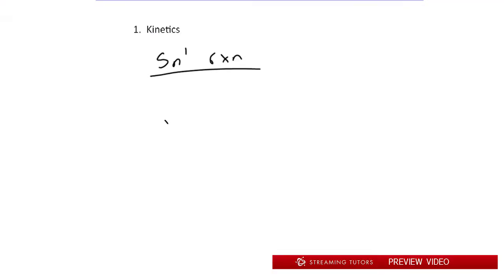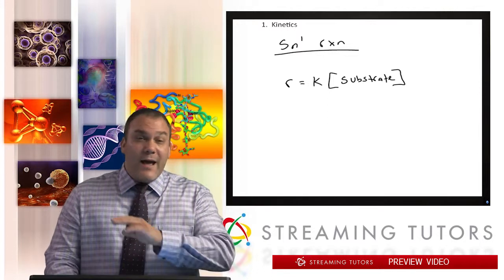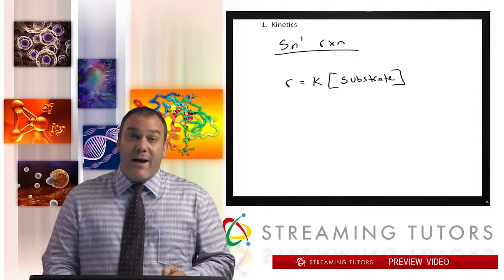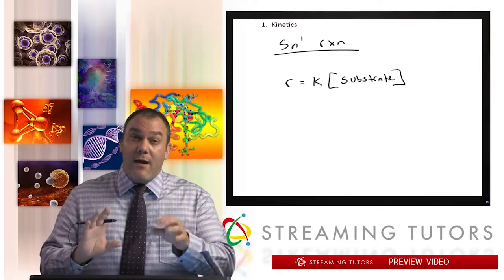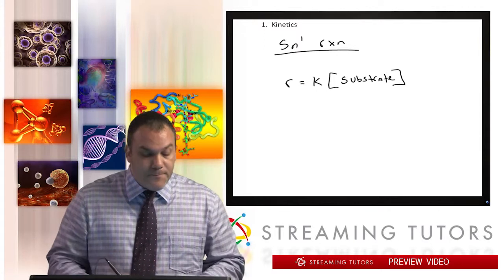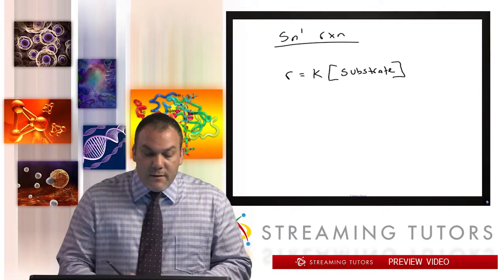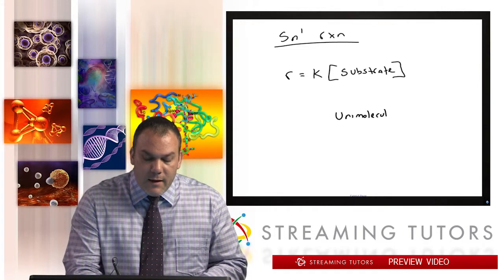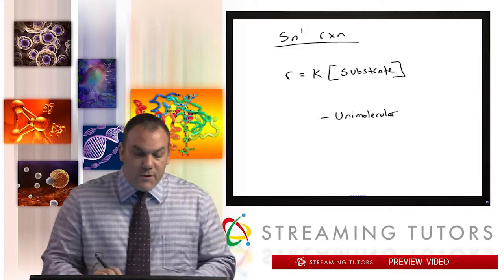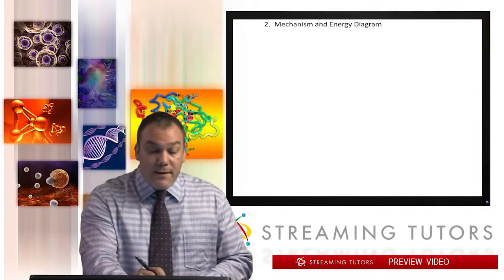Okay, so the rate of an SN1 reaction is equal to the rate constant times the concentration of just the substrate. That's it, only the substrate. So this means that the nucleophile has no influence on the rate of this reaction. It doesn't speed it up, it doesn't slow it down. It has nothing to do with the rate, okay? That's what we're seeing here so far. Very important. Now, remember, this is unimolecular, and that means that the substrate is what's most important.